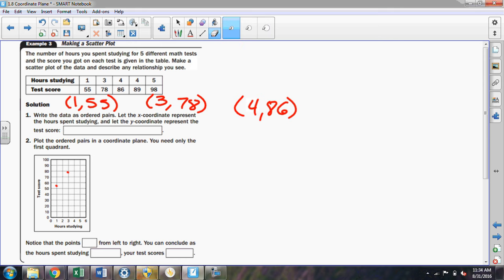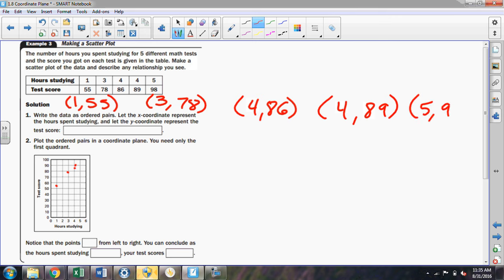Similarly, we have 4, 86. 4 hours, a test score of 86. So it's off a little bit. I want to fix that. Then we had 4 hours with an 89, which is located right here. And lastly, we had 5 hours to get a 98. And so we have this general trend.